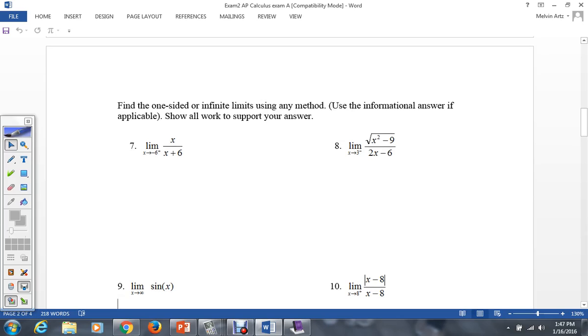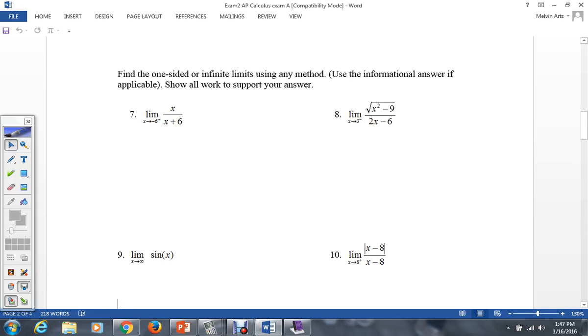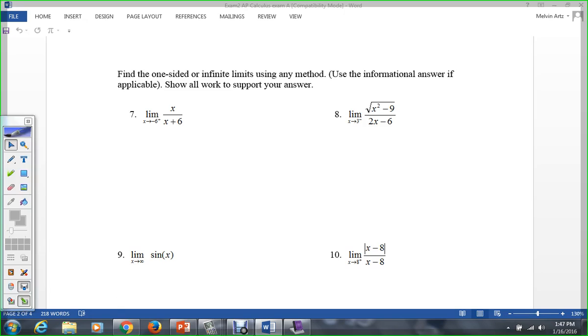Find the one-sided limits using any method. Now for number 7, first thing, we would use direct substitution, and we would get -6 over 0. So this says using any method, so graphically would make sense. But we're approaching -6 from the right, it appears.